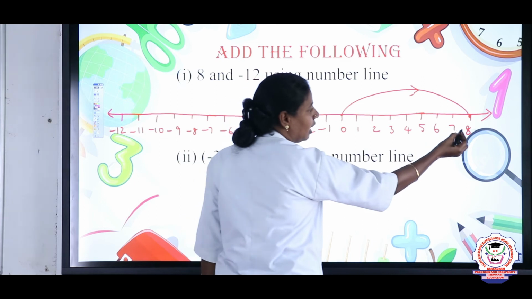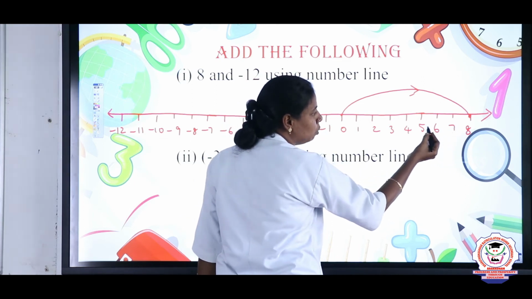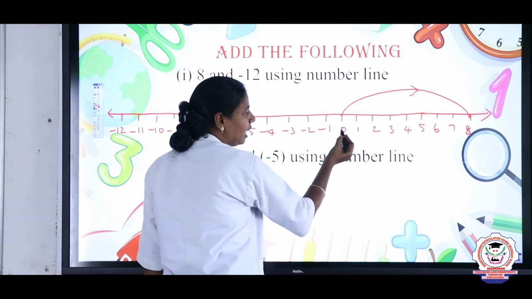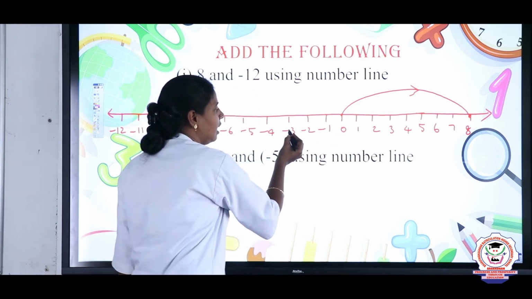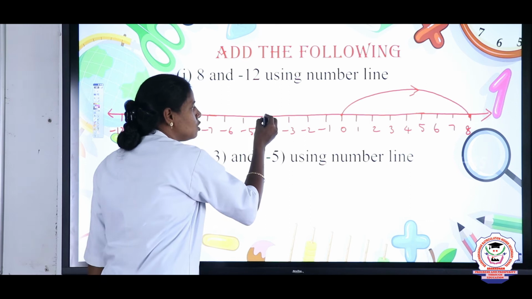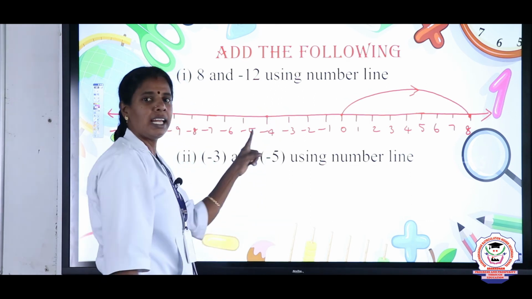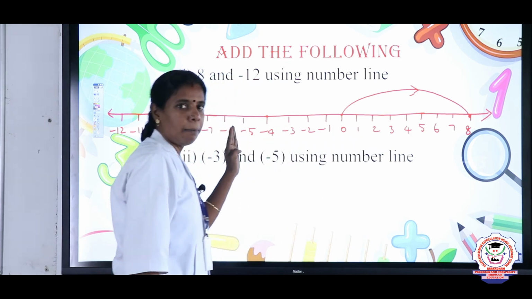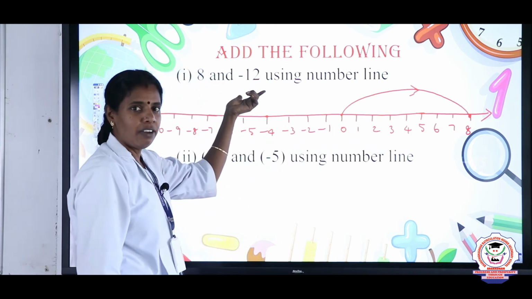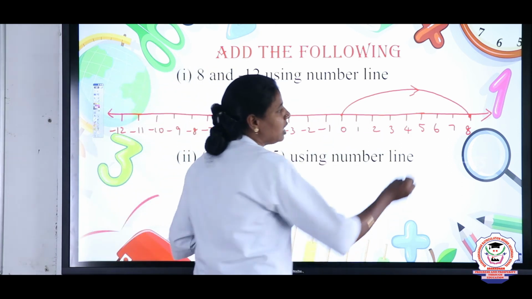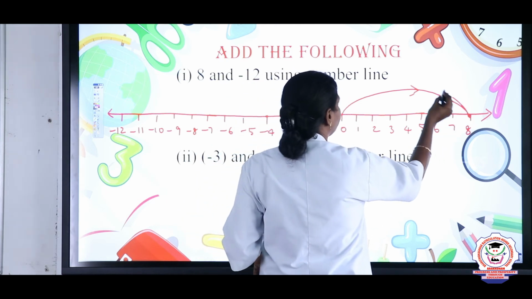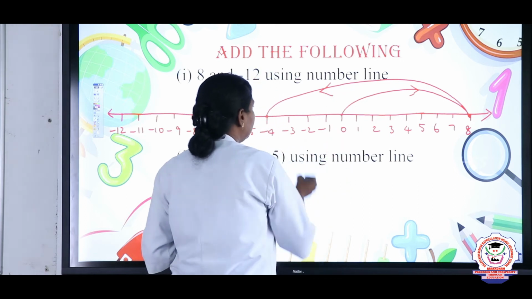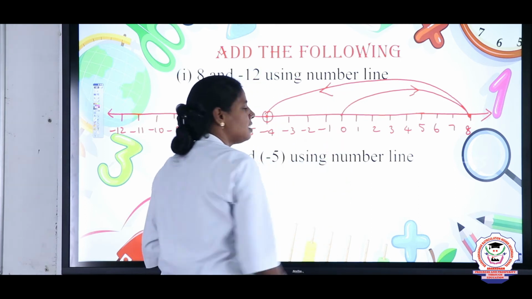So start from here, 8. So 1, 2, 3, 4, 5, 6, 7, 8, 9, 10, 11, 12. So the 12th unit is minus 4. So from 8, we are going to move left side on the number line because it is a negative integer. So move 12 units from 8 to minus 4. So draw the arrow mark, and where we reached is the answer now.